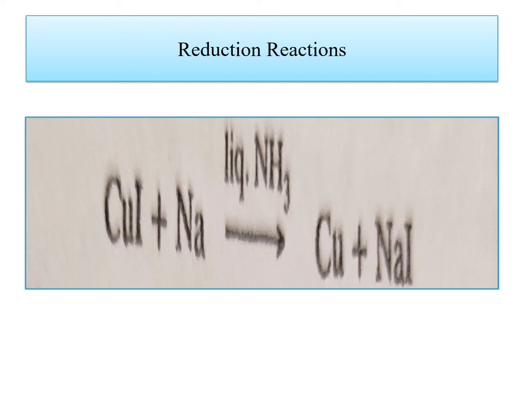Reduction reactions. Alkali metals dissolve in liquid ammonia, giving blue-colored solutions, which are strong reducing agents as they can readily supply electrons for reduction process. Sodium metal in liquid ammonia, for instance, reduces copper iodide to copper.